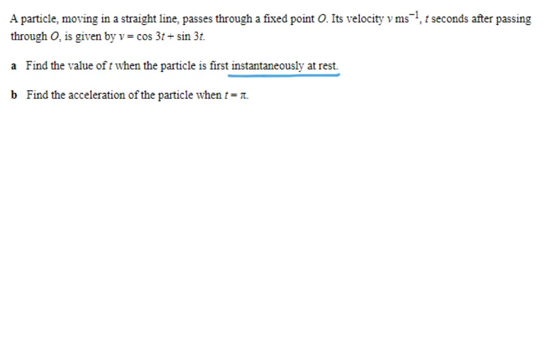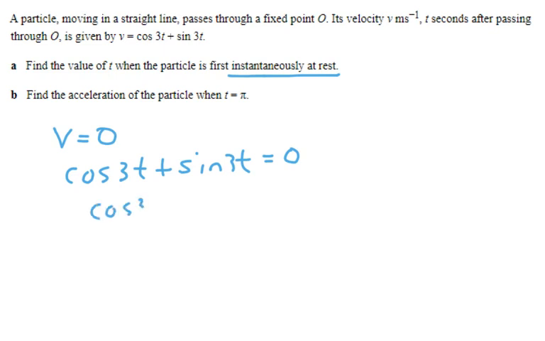What does that mean by that? It actually refers to the value of v is equivalent to 0 when it mentioned instantaneously at rest. So hence, cosine of 3t plus sine of 3t is equal to 0. So solve this trigonometric equation. I will first move sine of 3t to the other side, where you get negative sine of 3t.